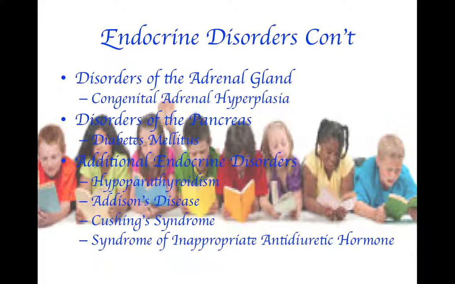Now we'll look at, finally, additional endocrine disorders, the first one being hypoparathyroidism. This is characterized by a deficiency in the secretion of the parathyroid hormone, whose main function is maintenance of serum calcium. The impaired secretion of parathyroid hormone affects calcium phosphorus metabolism. This is a very rare disorder, and it can be congenital or acquired.